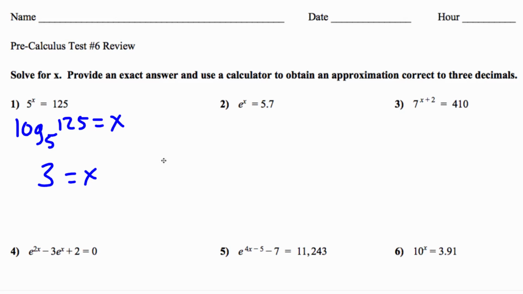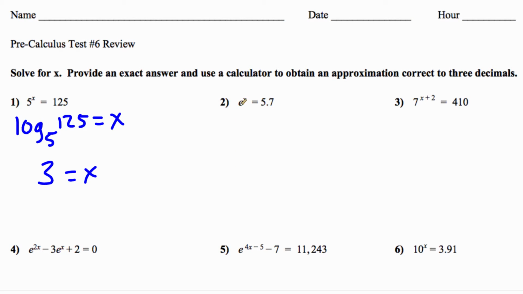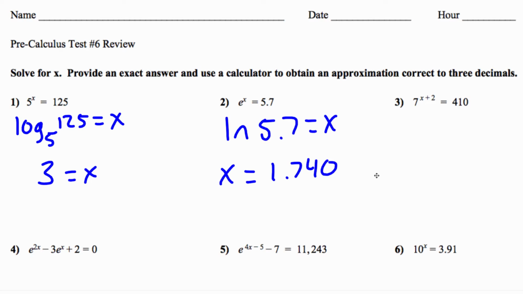for that one. If we take a look at number 2, this one's also an exponential, but this one has a base of e. So when we look at rewriting this one in logarithmic form, we're going to use a natural log. So we're going to go natural log of 5.7 equals that x value. And when we type this into our calculator, we're going to round to 3 decimal places. I get 1.740.